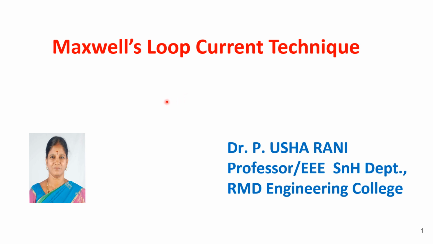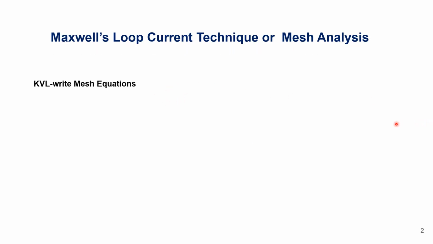I am going to brief about the topic of Maxwell's loop current technique. The other name for Maxwell's loop current technique is mesh analysis. Here, it is a circuit analysis technique used to find currents circulating around a loop or mesh within any closed loop of a circuit.